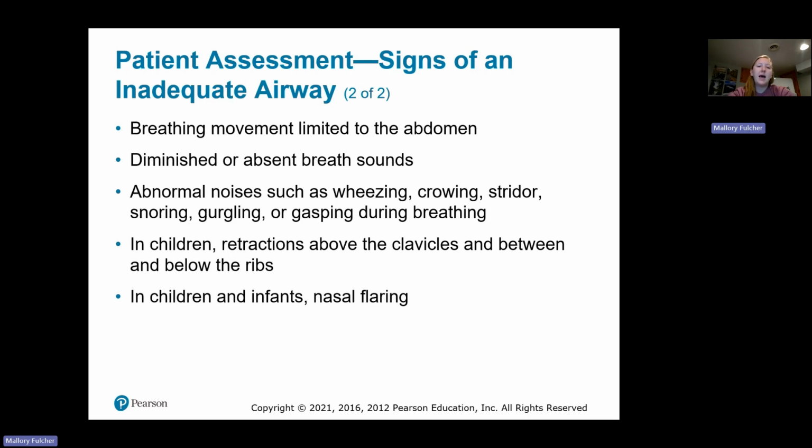Diminished or absent breath sounds, abnormal noises like wheezing, crowing, etc. that we talked about. In children, retractions above the clavicles and between the ribs are indicative of this as well. So this can happen in adults too. It's a little bit scarier in kids. But when you're trying really hard to breathe, you start using those accessory muscles, so you get retraction. So it's some muscle movement in between the clavicles and in between those ribs. Another really easy thing to YouTube, you can see a whole bunch of videos of kids with retractions.